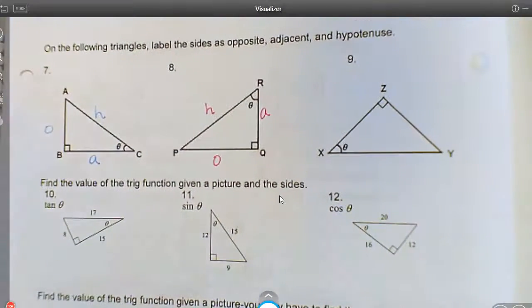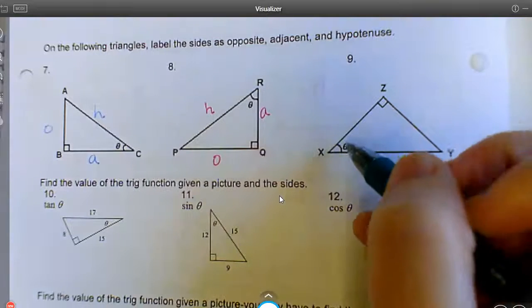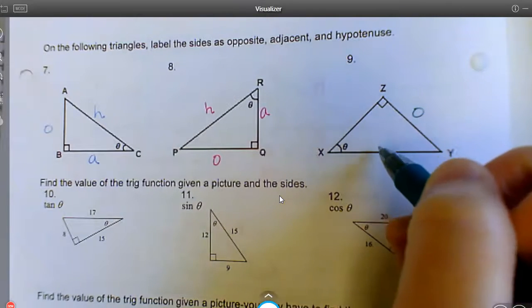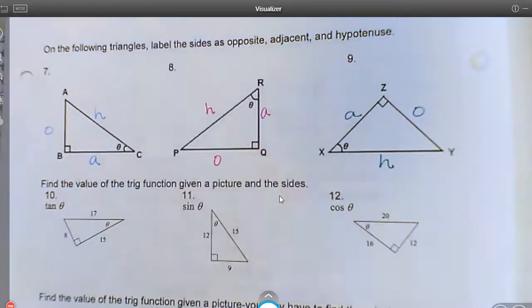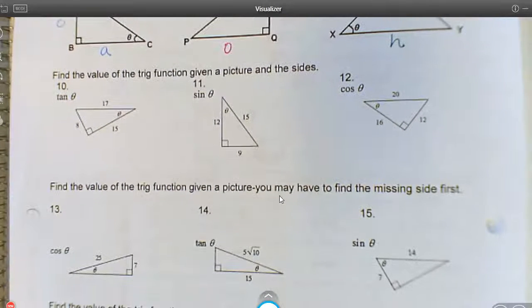So if it just says to label the sides, that's all you're doing. Here you're starting with the angle. Opposite of the angle is the O. Across from the 90 is H, and then the other side is A. Okay? I think you know that already. Let's talk about how you use it. Again, I think you know how to do this, but we're going to go back over it so we can get to all the problems.